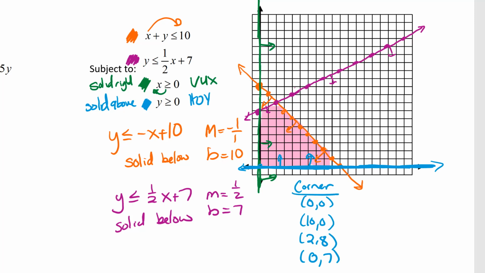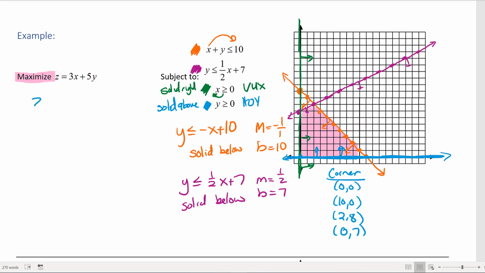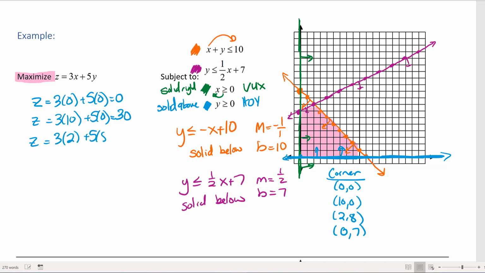It doesn't really matter. So when I try to maximize, I'm going to be plugging in those values. So I have 3 times 0 plus 5 times 0, and that gives me 0. The next one I'm plugging in 10, 0, so 3 times 10 plus 5 times 0, and that's 30. The next one I'm plugging in 2, 8, so 3 times 2 plus 5 times 8, and that's 6 plus 40, that's 46, that's our biggest so far. And then the last one is 3 times 0 plus 5 times 7, that's 0 plus 35, which is 35. So my maximum looks like 46.